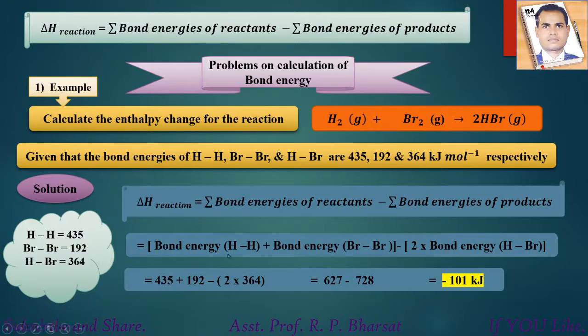That is, for the H-H bond the bond energy is 435, and 192 for the Br-Br bond, minus, in brackets, 2 into 364. So in this way you can write and calculate it. You will get 627 minus 728. And finally, with the help of bond energies we can find the change in enthalpy of the reaction, that is minus 101 kilojoules.